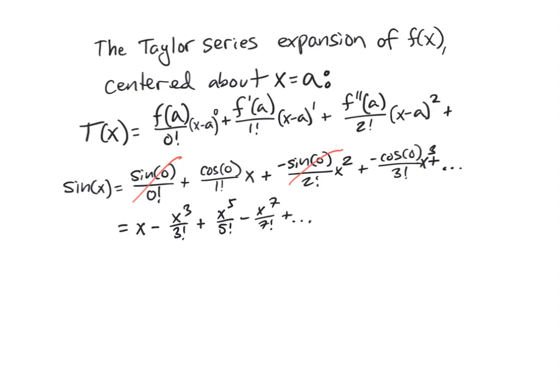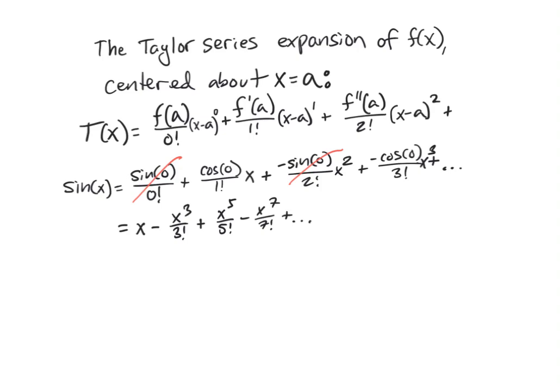All the even terms are 0 because these sine of 0 terms are going to just erase them, basically, leaving us with only the odd functions with alternating signs, because every 2 times we take a derivative, we introduce a negative sign. And so this is a way of representing the sine function. It's an infinite series of polynomials.